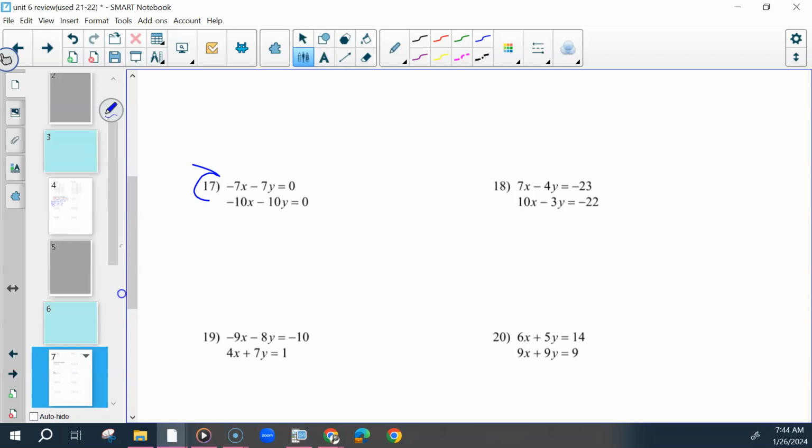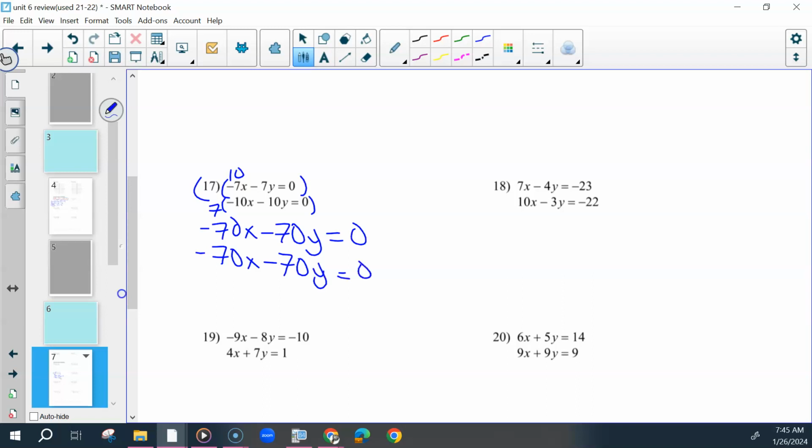Great. Do we want to eliminate X or Y? I've heard mumbles, but okay, X. So if we're trying to get X to be the same, we need to multiply the first by 10 and the second by 7. If you want to multiply one of them by a negative instead of just positive numbers, you're welcome to do that. You don't have to, but you can. So we have negative 70x minus 70y equals 0. Negative 70x minus 70y equals 0.